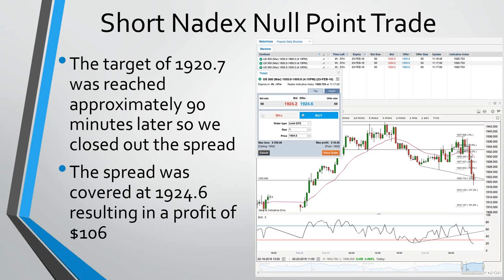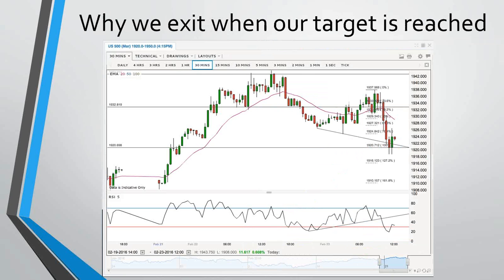These were optimal conditions to put something on at the null point. And you can see the reaction at our target. Now, the reaction was a reversal back toward taking some of our profit away. But we don't care about that.